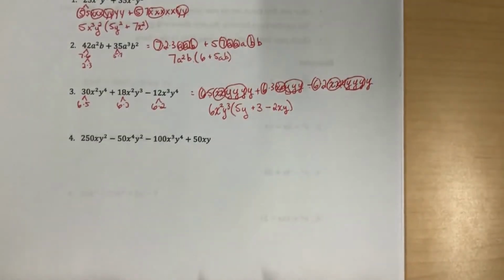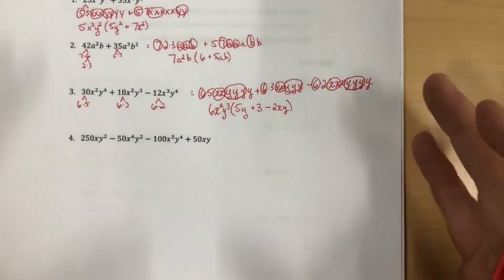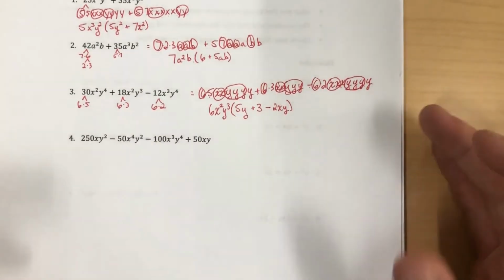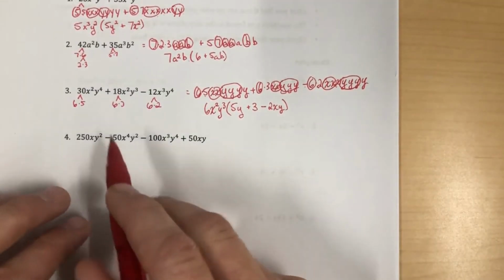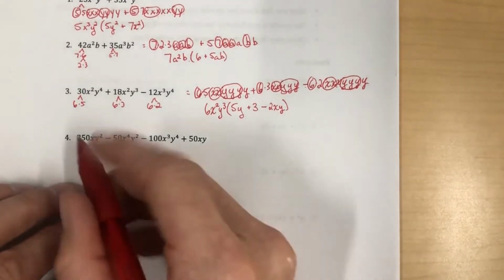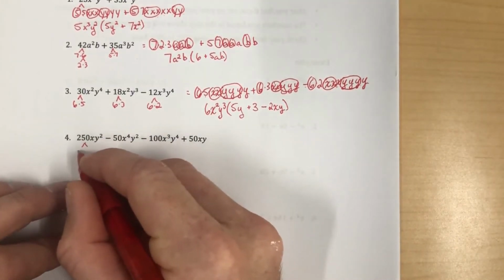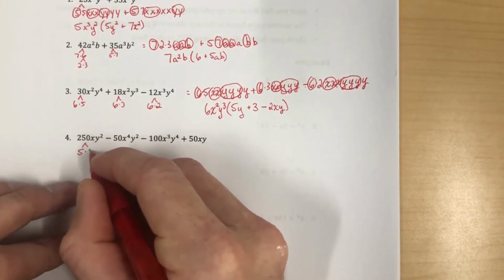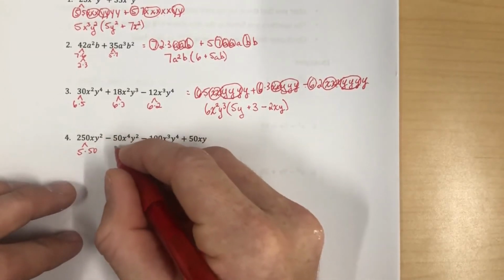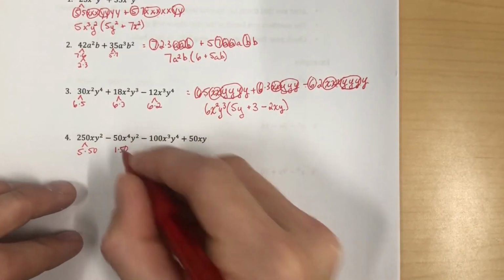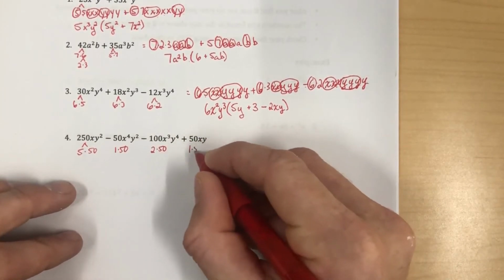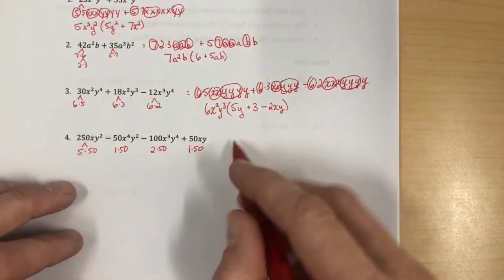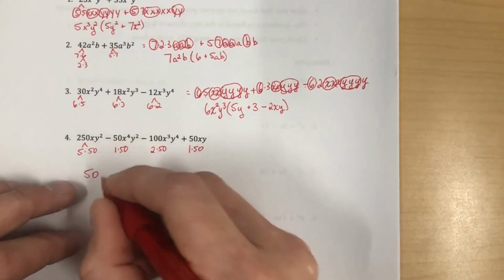Try this last one on your own. See if you can figure it out. This is a process that might be a little bit longer, but it always works. If you notice real quick on this last one, we'll do it real quick. We could call that 5 times 50. We could call this one 1 times 50. We could call this 2 times 50. And we could call this 1 times 50. So we'd see that 50 would be the greatest common factor in terms of our numbers.